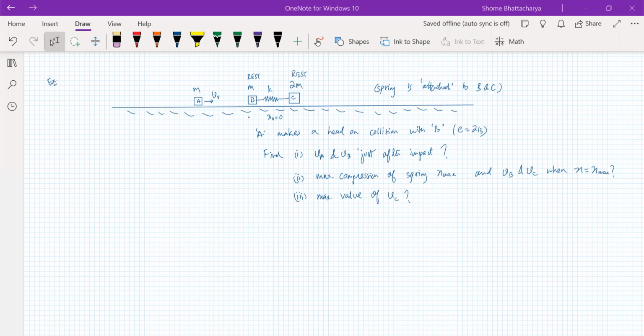Yes, Siddharth, your answer is correct, I think. The 5 by 6 part is correct, Janvi, but A's velocity just after impact... Yes, sir, I understand. We'll treat A and B's collision like an independent event, okay?